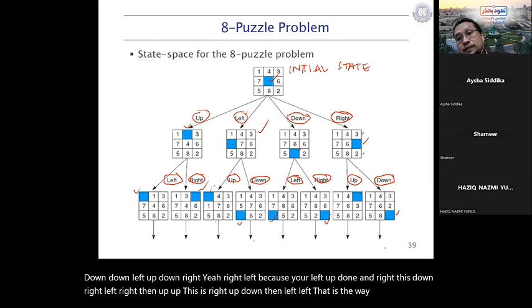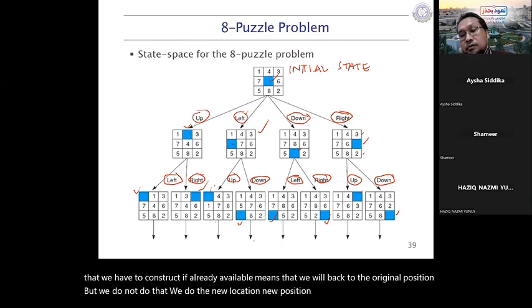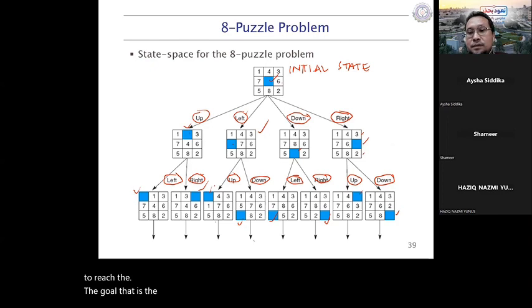So the possibilities that we have to construct: if a position is already available, it means we will go back to the original position, but we do not do that. We take the new location, new position, in order to construct and reach the goal. That is the way. So understand this step because this is very important. This is for the generic one.